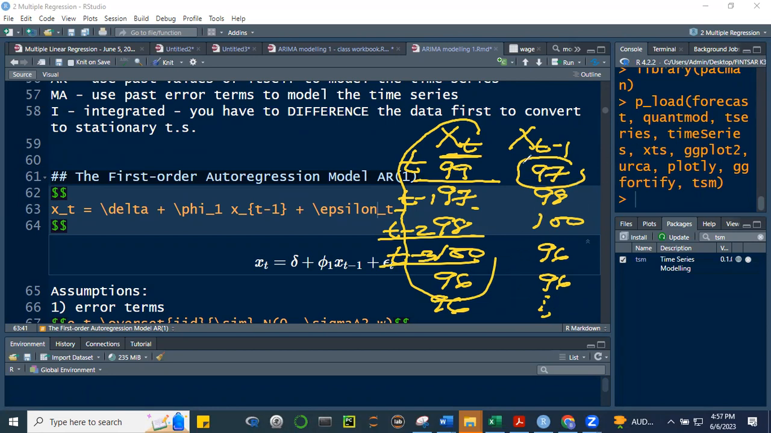Kumbaga parang regression, ang kinukuha natin yung past values niya. Now, my question lang ako, class. Will this make sense in a cross-sectional data? What do you think? Will this make sense in a cross-sectional data? Okay ba mag-autoregression AR1 sa isang cross-sectional data, class? What's your opinion on that?